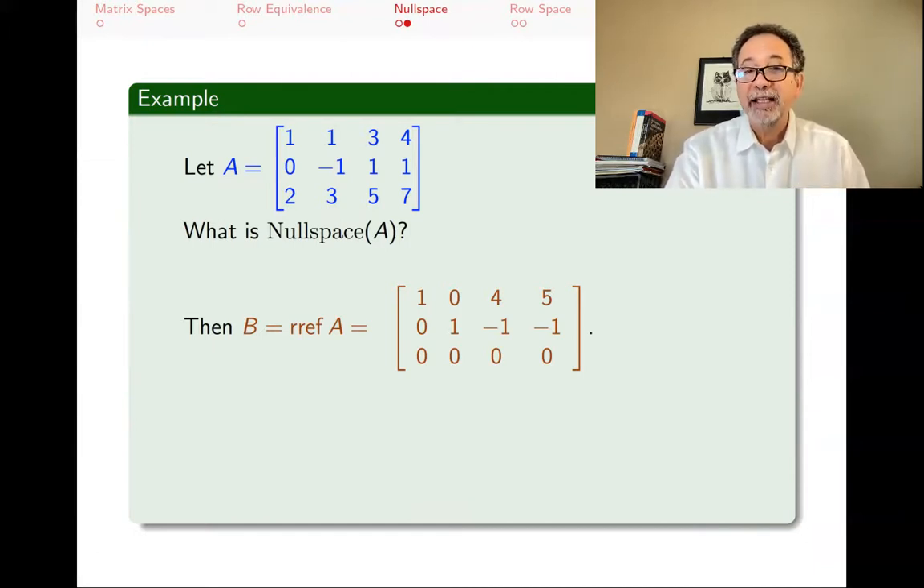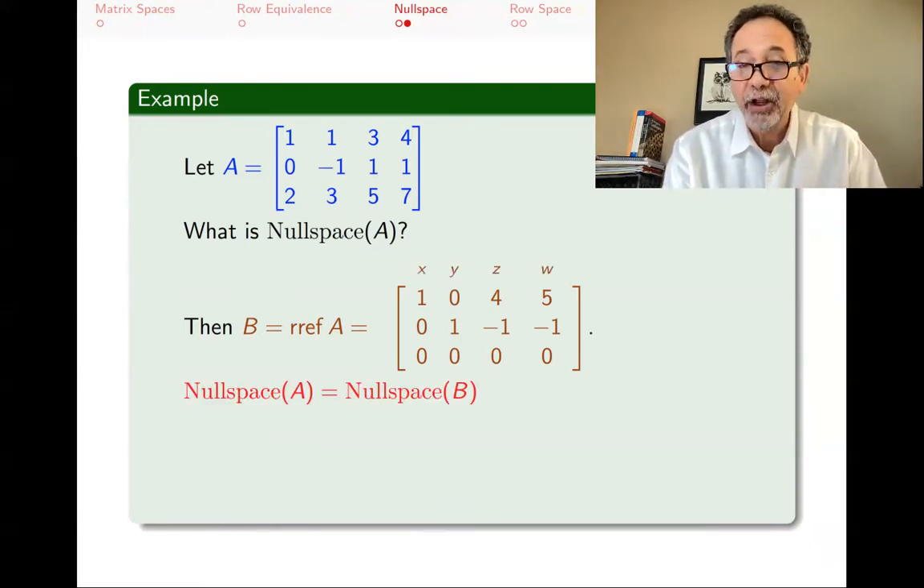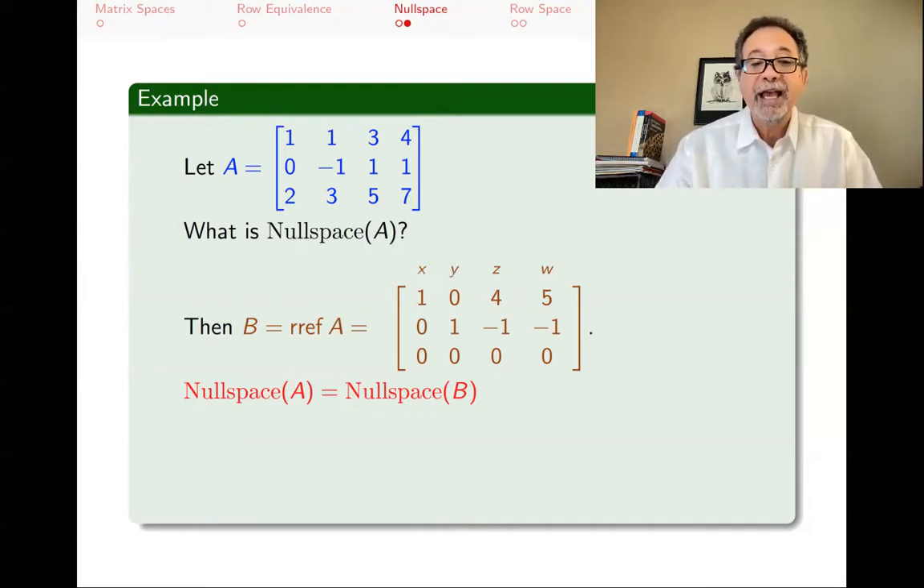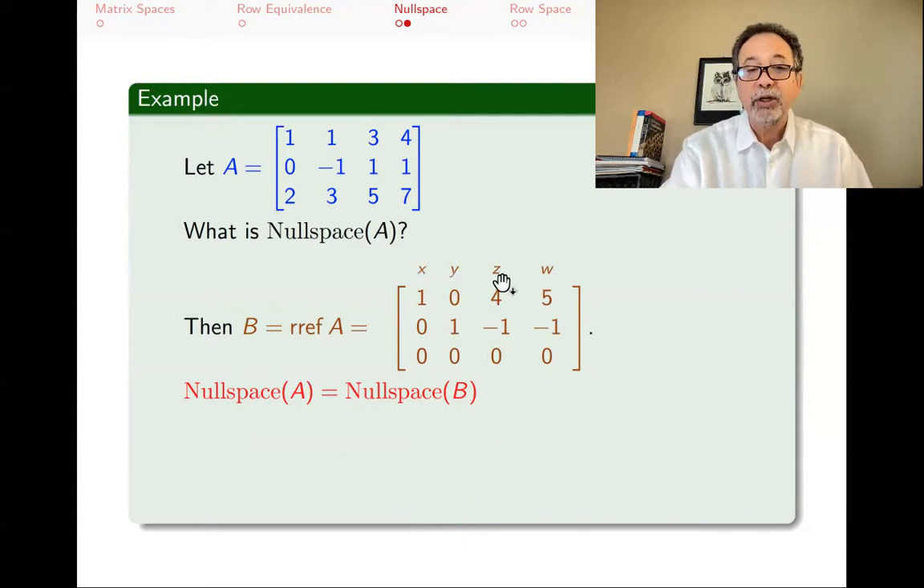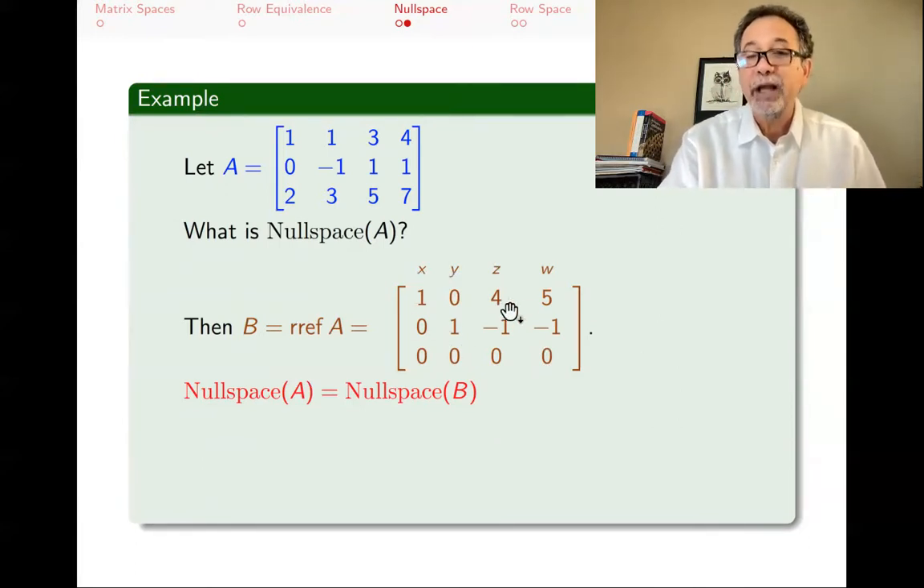Finding the null space of this matrix is the same as solving Bx equals 0. These columns each are associated with a variable, X, Y, Z, and W, because we have 4 columns, so we have 4 variables. The 2 columns that do not have leading ones, in this case Z and W, are going to be free variables or non-basic variables, and they can be anything you like. And then you can solve X and Y in terms of them.